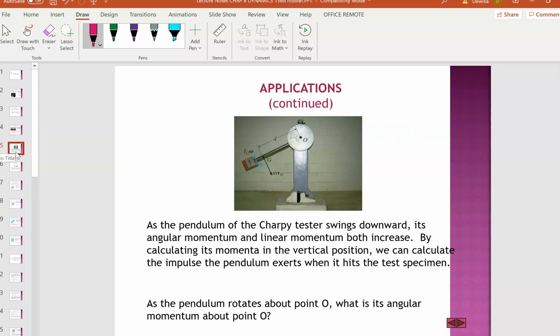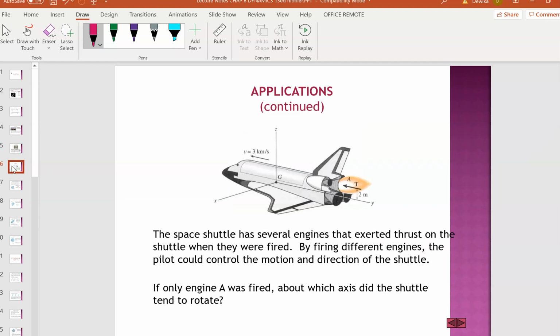Another example is the Charpy test that you have done in the lab. When the pendulum drops down, it has both angular momentum and linear momentum. We can calculate the impulse the pendulum exerts when it hits the test specimen. As the pendulum rotates about point O, what is the angular momentum at point O? These are questions you can answer at the end of the lesson.